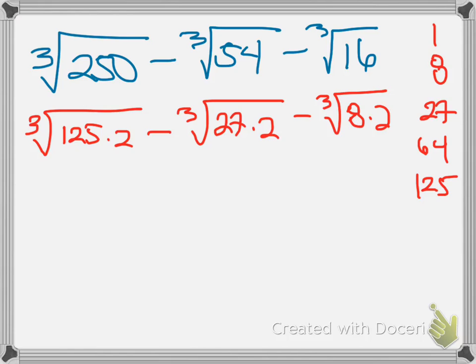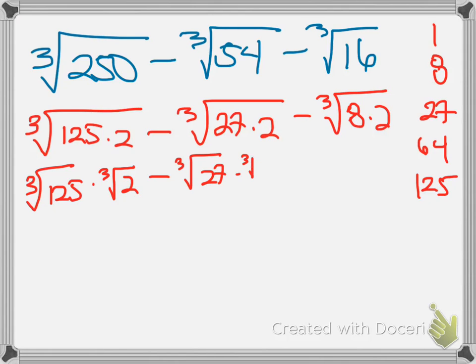So we can split each of these up. We can take the cube root of 125 times the cube root of 2 minus the cube root of 27 times the cube root of 2 minus the cube root of 8 times the cube root of 2. And notice we've got a cube root of 2 in each of our three expressions, which is why ultimately we're going to be able to simplify and combine all of them.